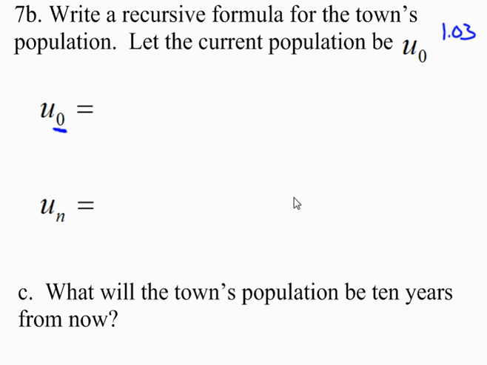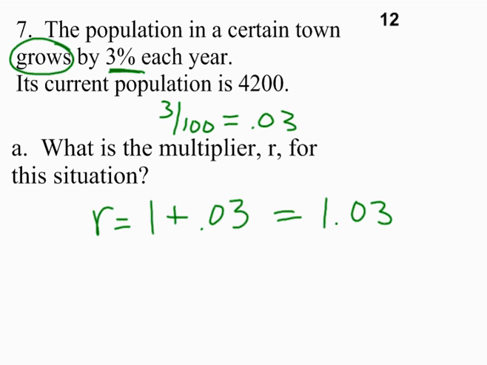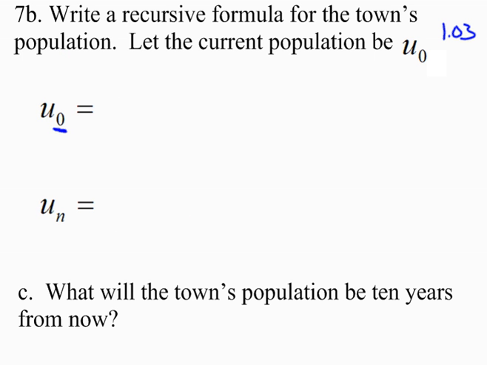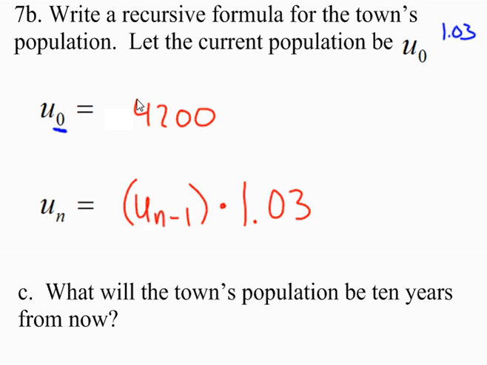Now my first term is just like I thought it was, right? So what did we start with in this story problem? We started with a population of 4,200. So I have 4,200 as my starting value. Remember, I always use the u sub n minus 1. And since I'm multiplying, I'm increasing by, and I've talked about my common ratio, I just take this previous term and multiply by 1.03.